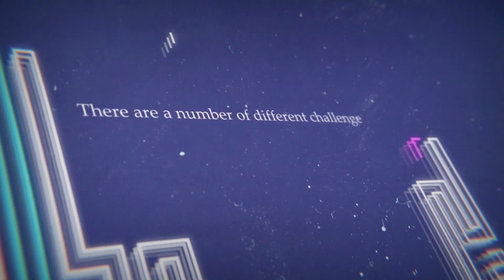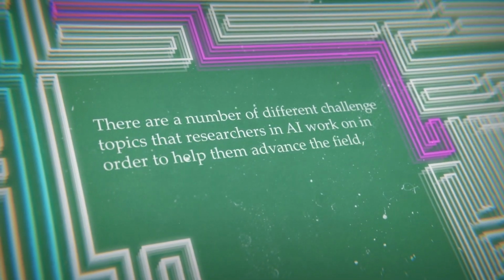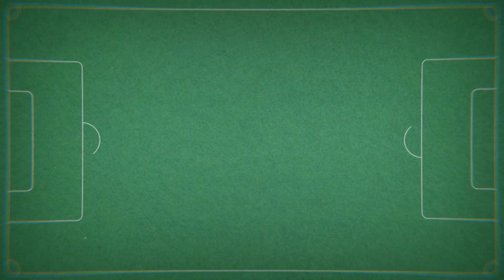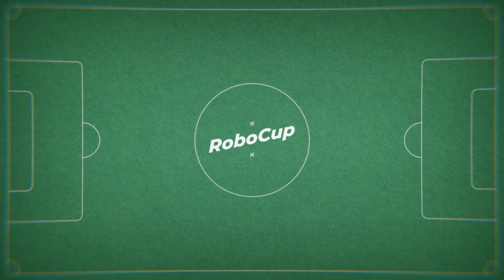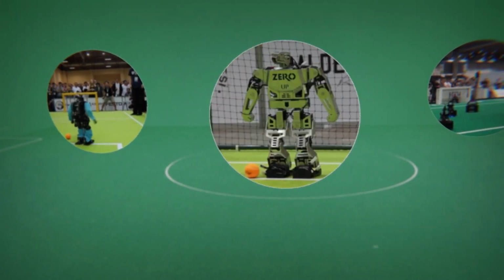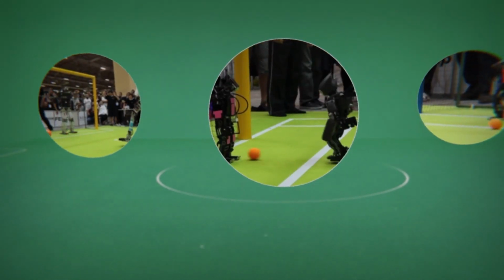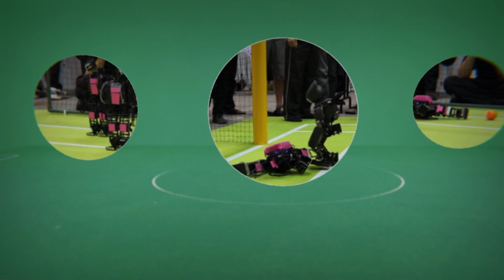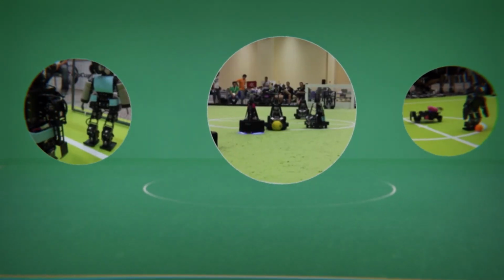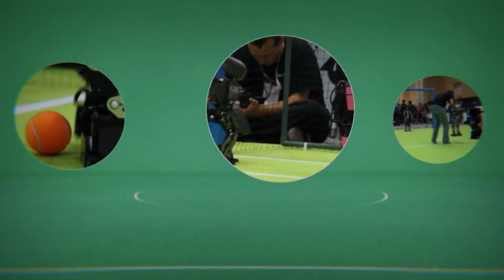There are a number of different challenge topics that researchers in AI work on in order to help them advance the field, and a good example of this is in robotics. One of the most famous competitions is the RoboCup competition. The competition, which has been running for quite some years now, was originally set up with the aim of having a team of fully autonomous robots that will be able to beat the human world champions by the year 2050. So whilst there's a lot of fun involved in this competition, the real aim is to drive forward research and development in the field of artificial intelligence.